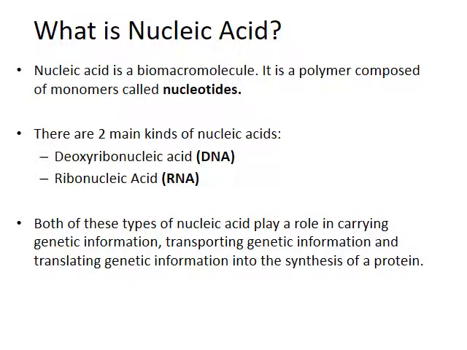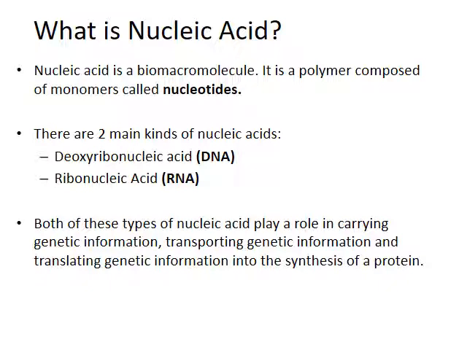As I said, nucleic acid is a biomacromolecule, which means it's a large molecule composed of smaller molecules. So we'd say it's a polymer, and the monomers of a nucleic acid are called nucleotides. So the monomers of a protein were called amino acids. The monomers of a nucleic acid are called nucleotides.